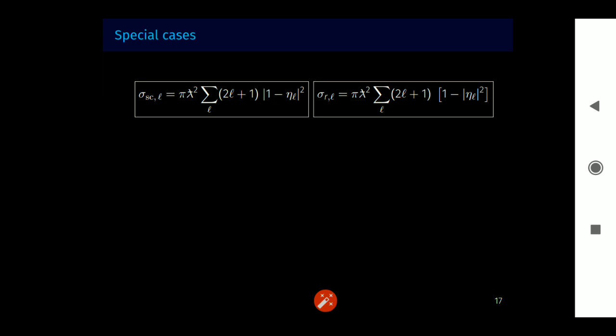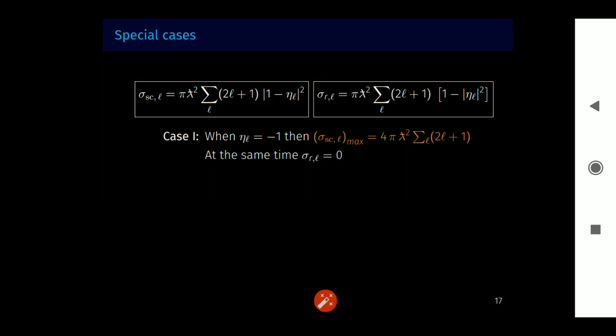Now let us discuss a few special cases. If you just look at these two expressions, scattering cross section can be maximum only when eta L is minus 1. Then the scattering cross section will be maximum. At the same time, reaction cross section will become 0. So when eta L is minus 1, scattering cross section will be maximum, equal to 4 pi lambda bar square into summation of 2L plus 1. At the same time, reaction cross section is 0.